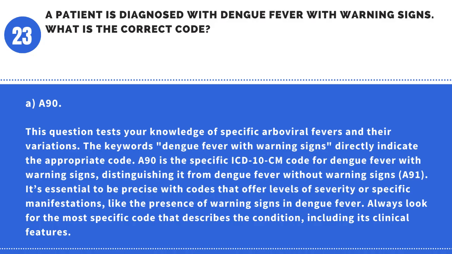The keywords dengue fever with warning signs directly indicate the appropriate code. A97-1 is the specific ICD-10-CM code for dengue fever with warning signs, distinguishing it from dengue fever without warning signs, A97-0. It's essential to be precise with codes that offer levels of severity or specific manifestations, like the presence of warning signs in dengue fever. Always look for the most specific code that describes the condition, including its clinical features.